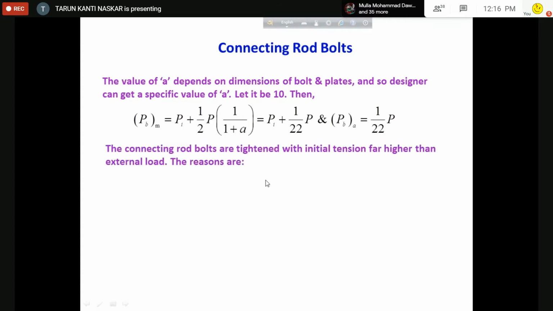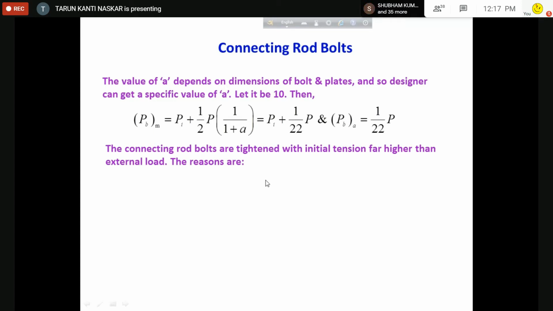Now the connecting rod bolts are tightened with initial tension. It has to be tightened with initial tension far higher than external load. The connecting rod bolts are tightened with initial tension, and that tension is far higher than external load. Why? There are some reasons.